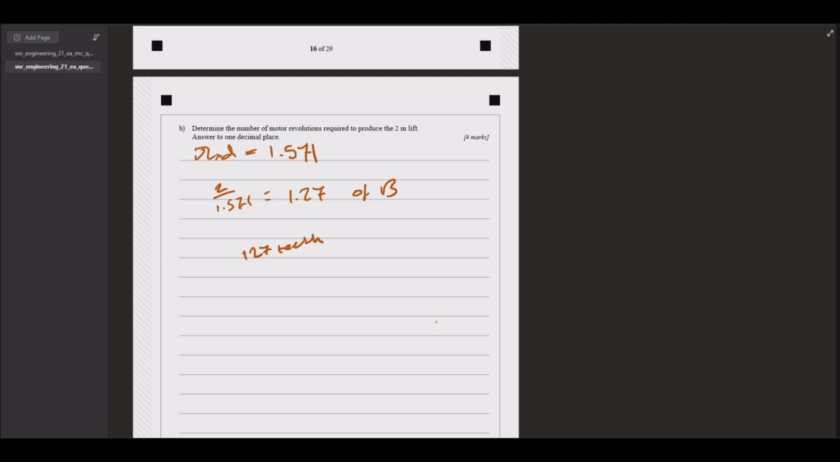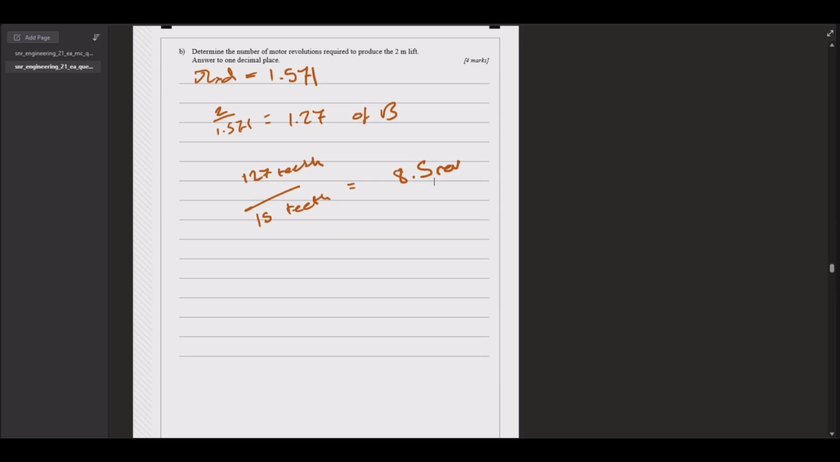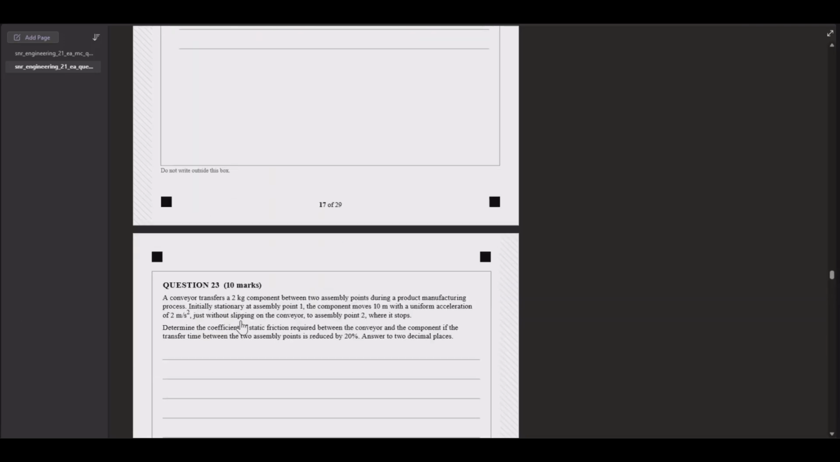To figure out the number of revolutions of A we're going to need, we just divide that by A's number of teeth. It's going to give us 8.46, or it wants us to round to one decimal place, 8.5 revolutions. That's the correct answer, and the marks there are just working, formulas and working.